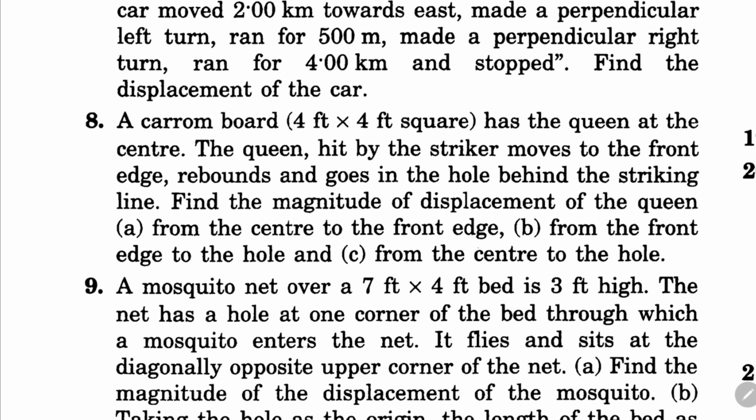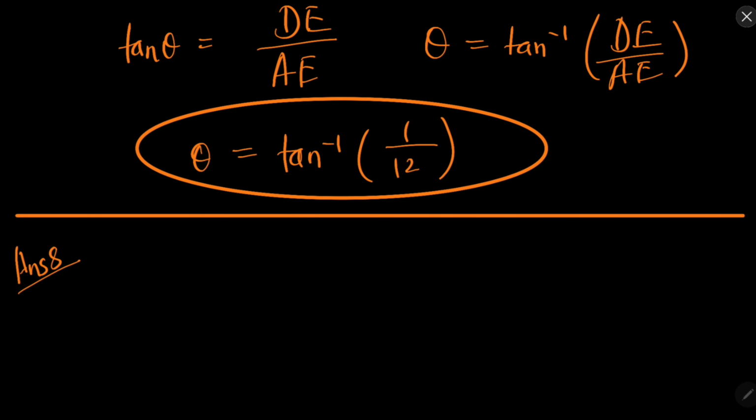So we have to find the displacement. How much displacement is there for the queen, and the displacement has to be found from different initial points, like the center or from the front edge of the hole, etc. So let's try to understand using the diagram.